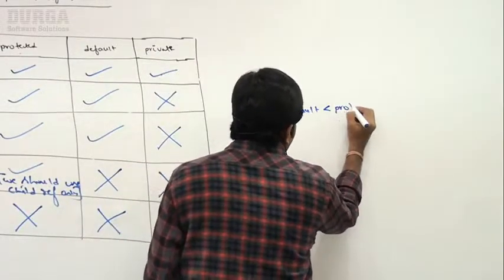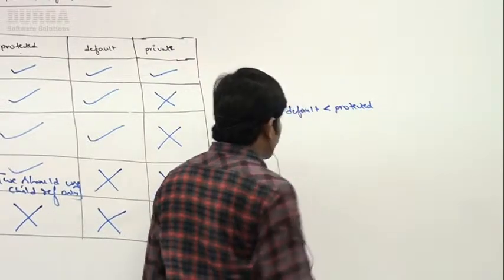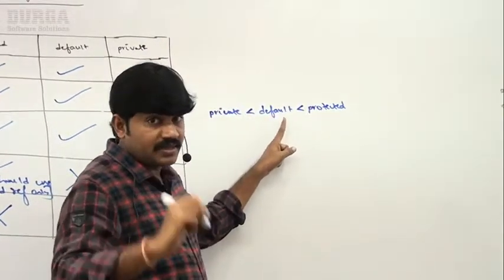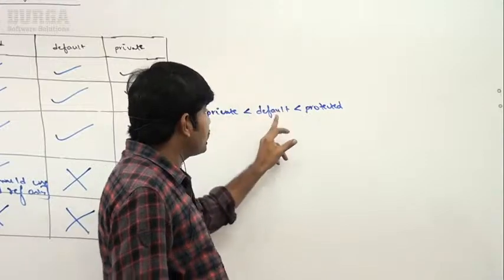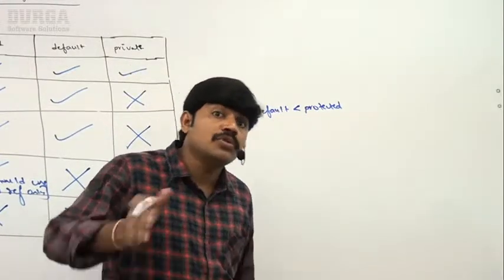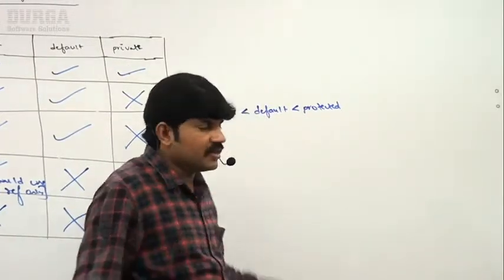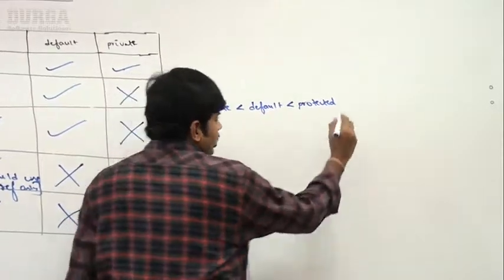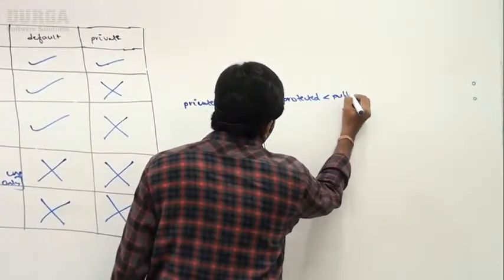Protected is next. After default, the next is protected, which has a larger scope when compared with the default. The reason is that default works within the same package, but protected works outside the package also, in child classes. Next, protected is lesser than public.